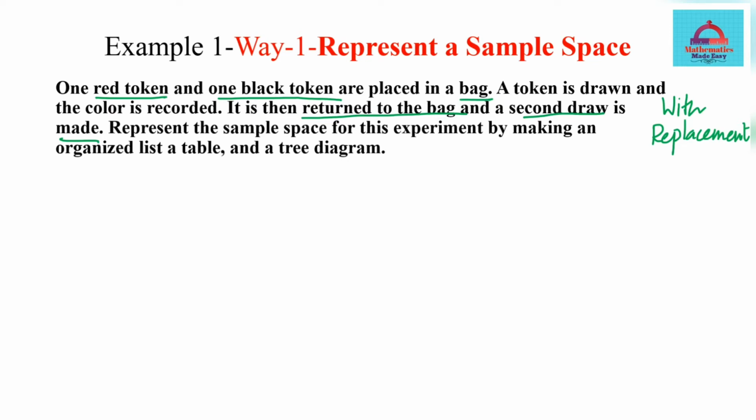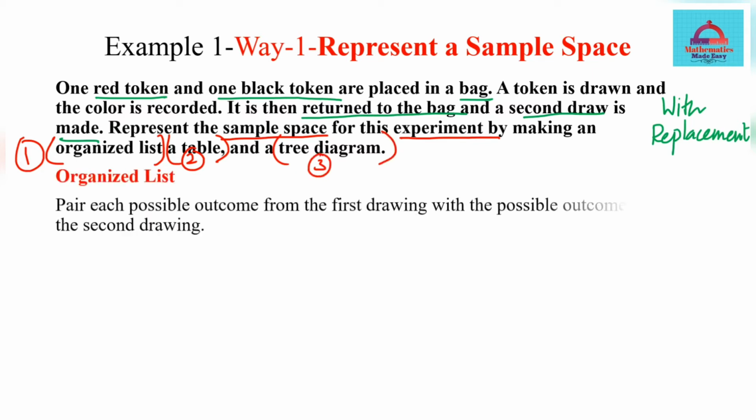What you have to do in this question, you have to represent the sample space. You have to write the way the sample space will be there for this experiment where you are taking out the tokens from the bag, and you have to do it in 3 ways. Number 1, you have to make an organized list. Number 2, you need to draw a table of the outcomes, and number 3, the tree diagram. These are the 3 important ways in which you will represent. Let's begin with the first way, organized list.